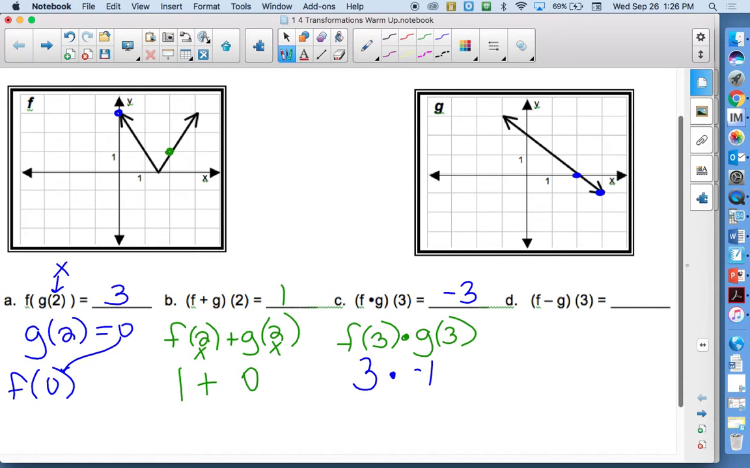And then the last one, f minus g of 3, really says take f of 3 minus g of 3, which we just found those two numbers, so now we're just subtracting them. f of 3 is 3, g of 3 is -1. When you combine them together, you get 4.